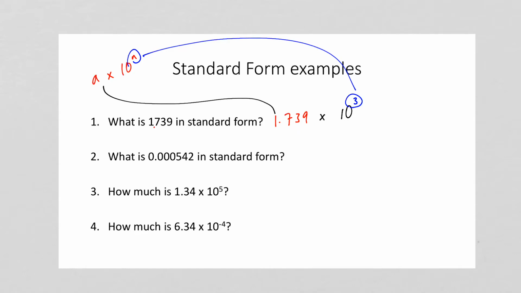Okay, next one. What is 0.00542 in standard form? First thing we need to do is figure out what a is going to be. A needs to be a number bigger than 1, less than 10. So we will pick 5.42 as our a value.